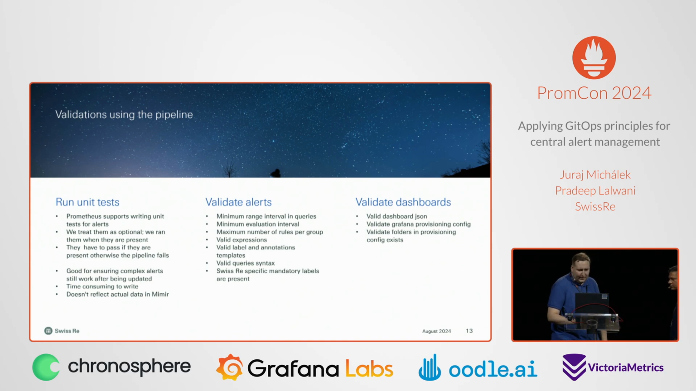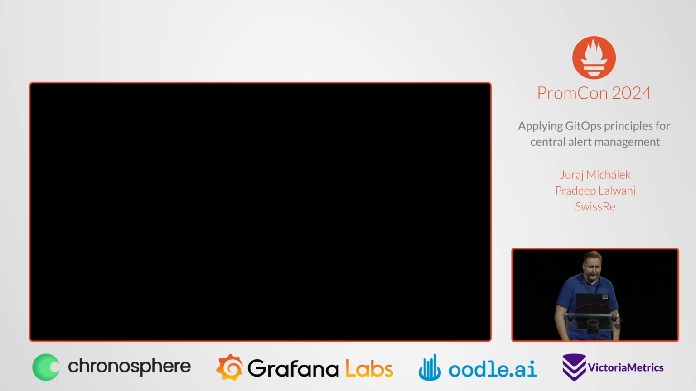As I mentioned, in the pipeline, we run the unit tests. We don't enforce them because they're kind of tricky to write, and it's also time-consuming. But they are definitely useful when you have some complex alerts and you want to make changes to them. The unit test can help you ensure that the alert will still fire under the conditions you set.